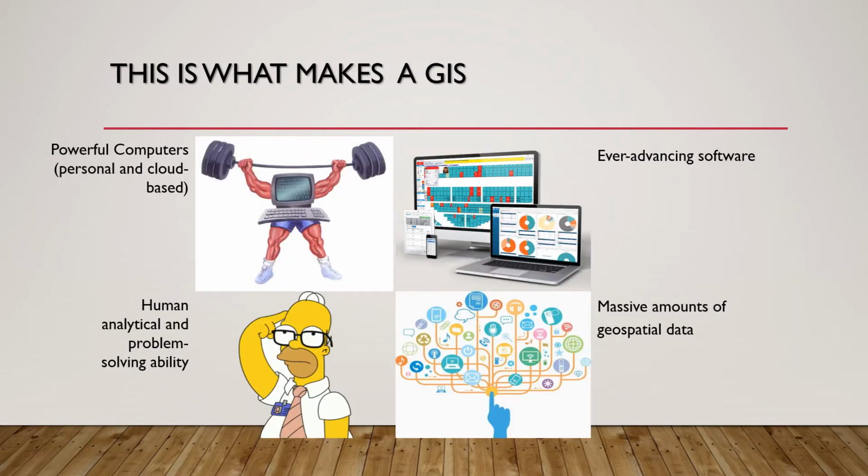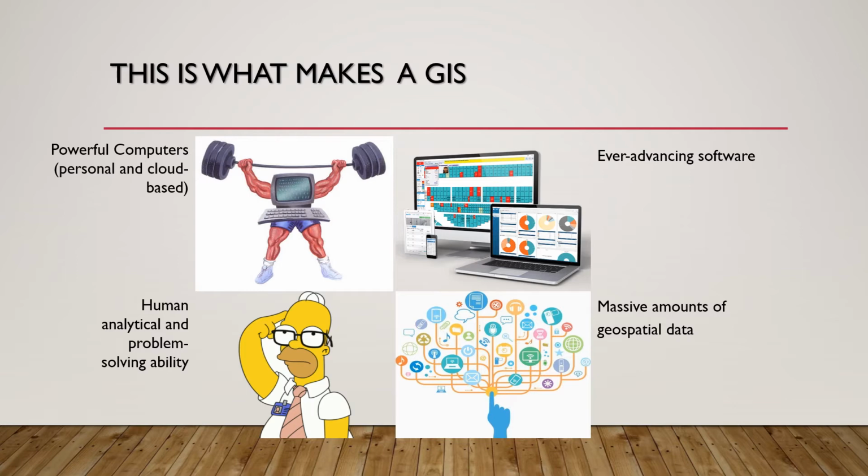So what goes into a GIS? We have to have a powerful computer. We have so much data we're working with, so we need really powerful computers, and they're computers that are systems that are increasingly cloud-based. So we're not working as much anymore from our own processors on our laptops, but we're using the processing power of remote servers.